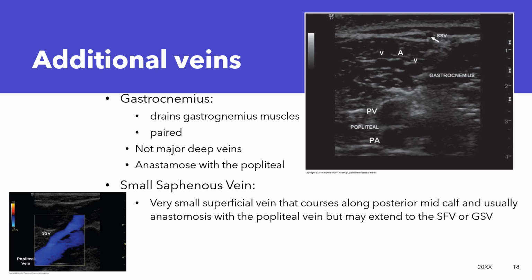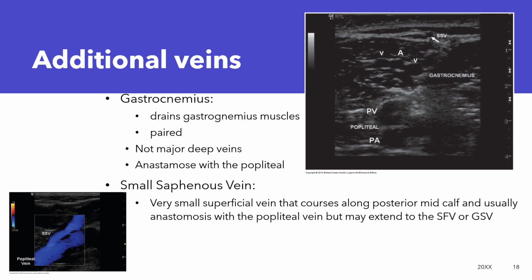The gastrocnemius veins are usually a set of paired veins that drain the gastrocnemius muscle of the calf. These are not considered deep veins, and as they're superficial, they are not typically included in your DVT study. They do anastomose with the popliteal. Here you see the popliteal vein, and here you see the gastrocnemius veins coming in, and they're going to eventually dive down and anastomose with that popliteal. And here you see the gastrocnemius muscle from which they're originating.